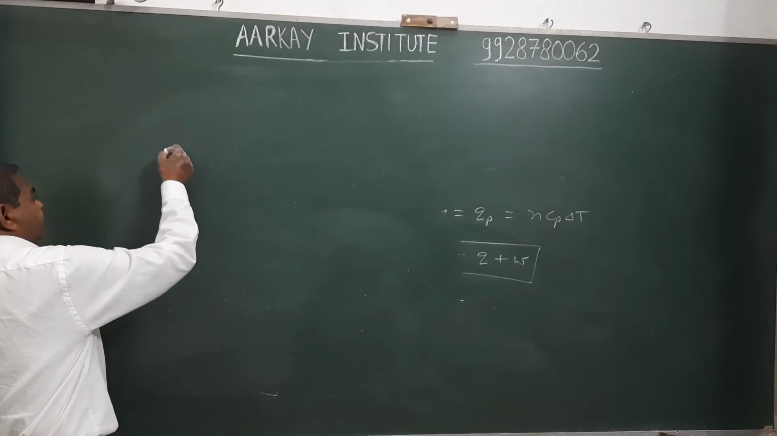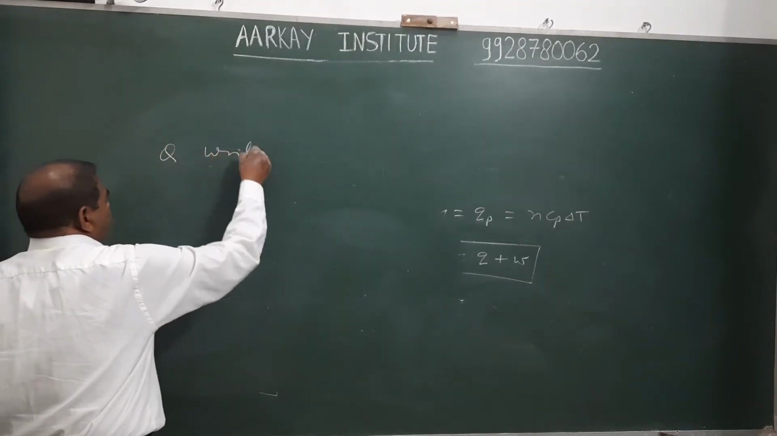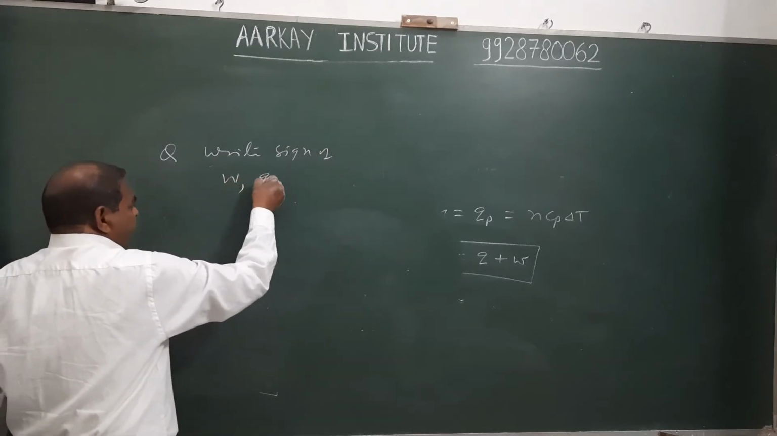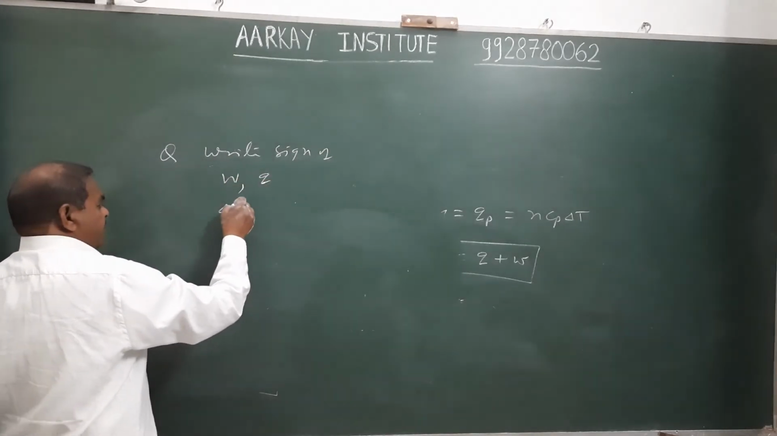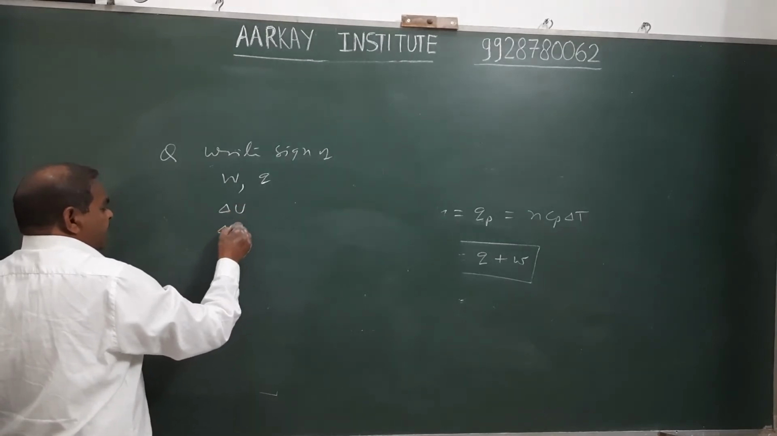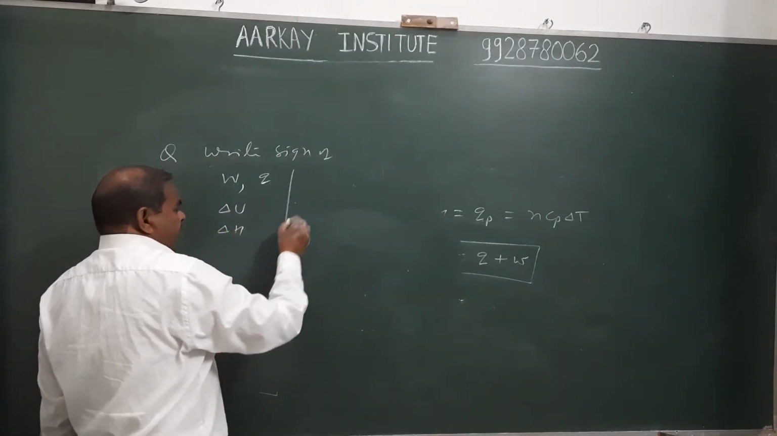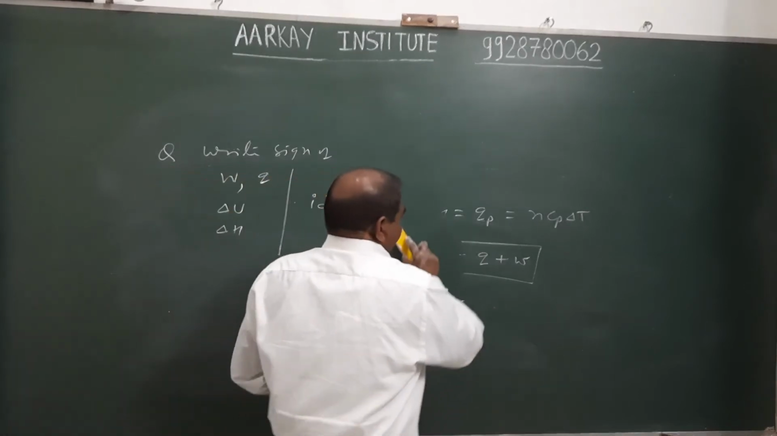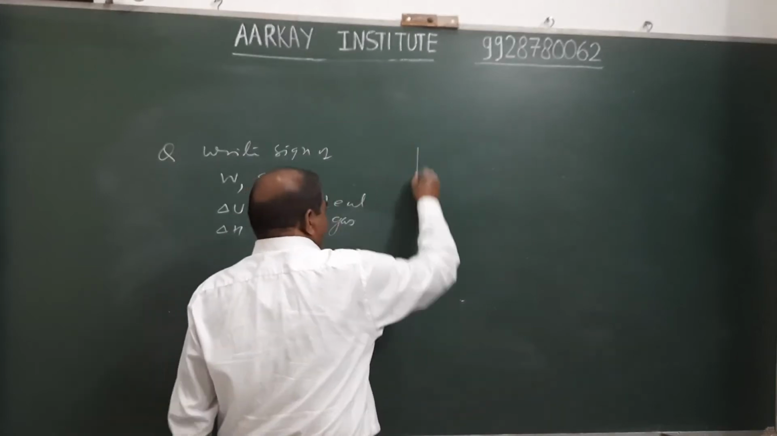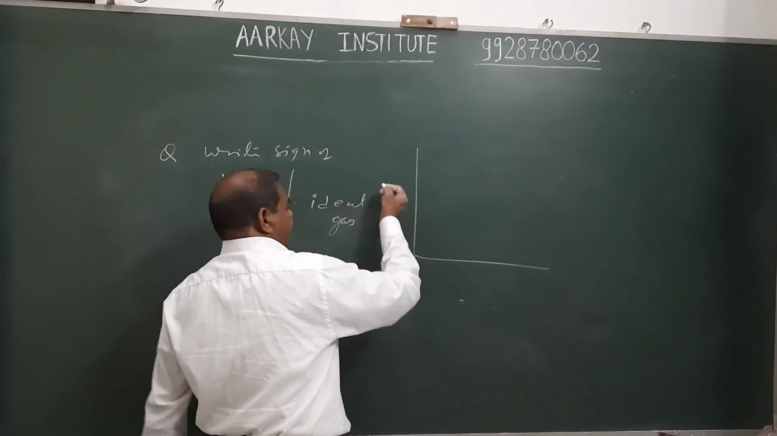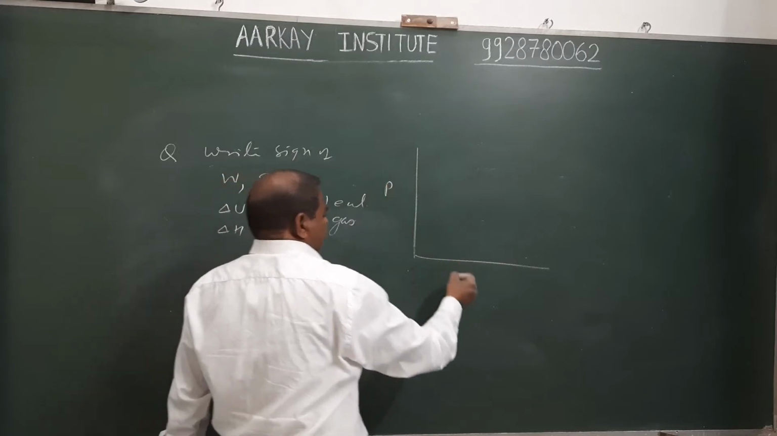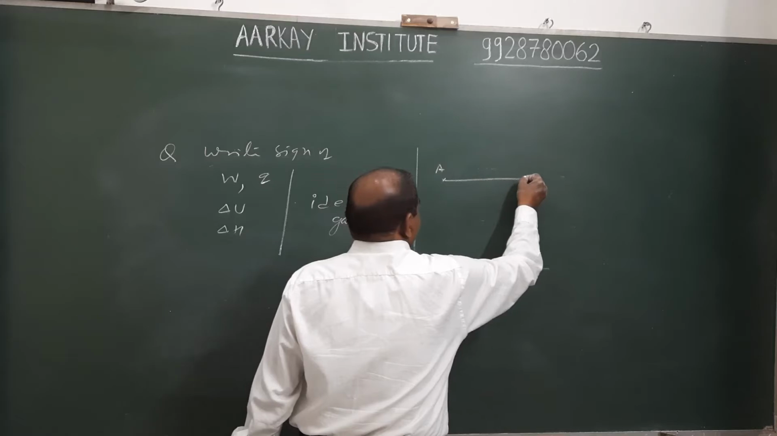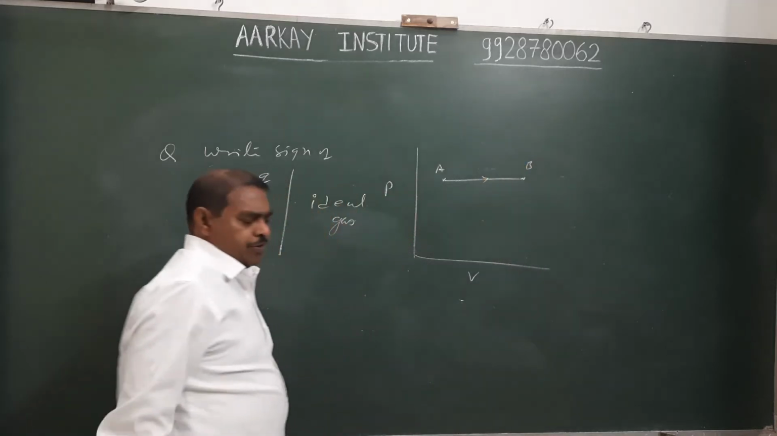First question: write the sign of work, exchange of heat energy, change in internal energy and change in enthalpy of an ideal gas which takes part in the following process.